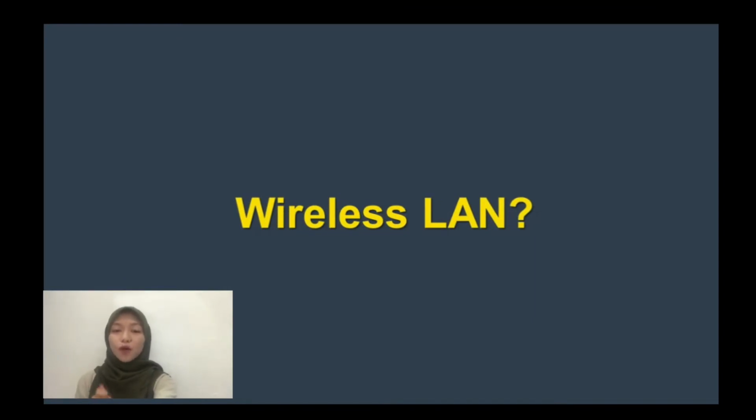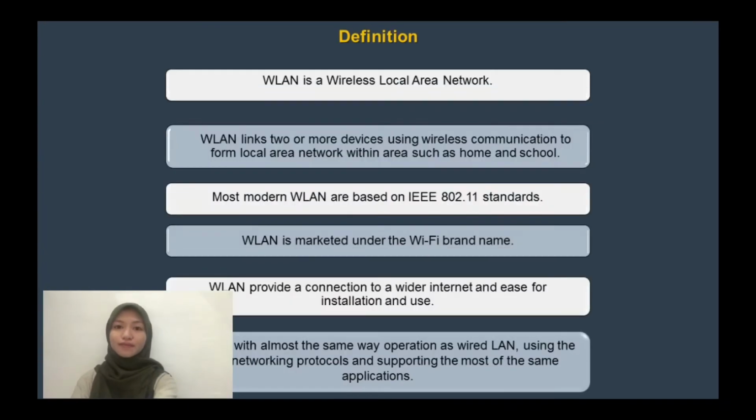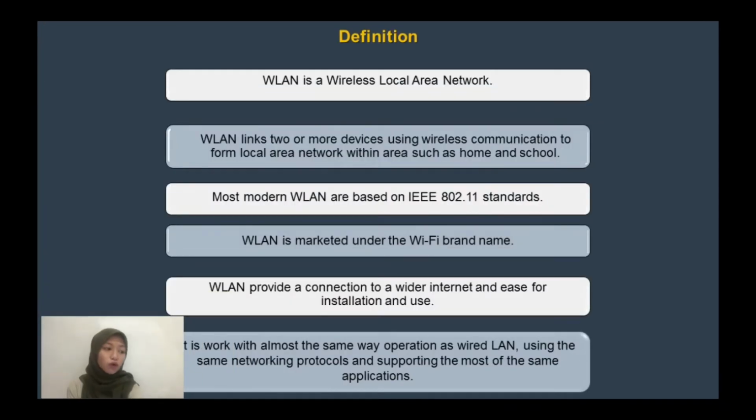Wireless LAN. Wireless LAN is a short form for wireless local area network. Wireless LAN links two or more devices using wireless communication to form a local area network within areas such as home or school. Next, wireless LANs are based on IEEE 802.11 standards and are marketed under the Wi-Fi brand name. Next, it provides a connection to a wider internet and is easy for installation and use.